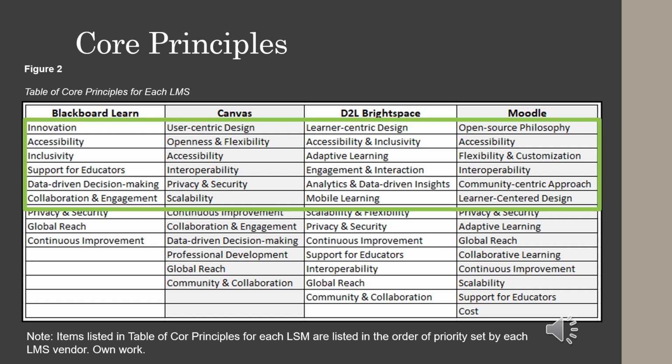I'd like to point out that in the top half of this table, accessibility, learner-centered design, and interoperability appear across all the lists. Ultimately, the decision to use any LMS should be based on a careful assessment of the institution's specific needs, technical capabilities, and resources. If needed, understanding the core principles of the LMS may help the educational institution select the best LMS that aligns with the institution's own mission and vision.